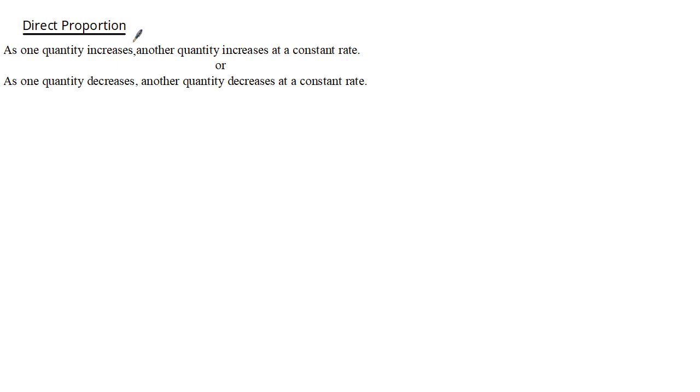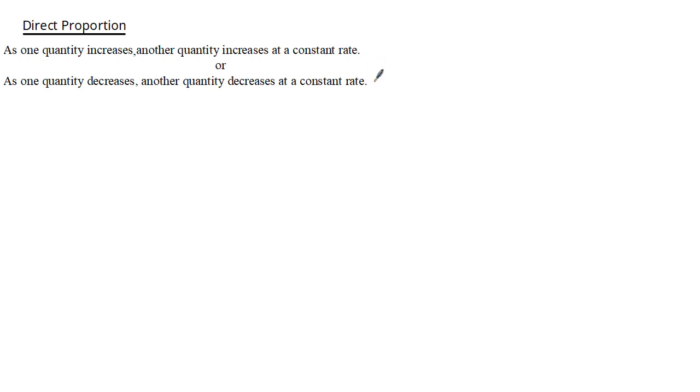Now we say that two different quantities are directly proportional if, as one quantity increases, the other quantity also increases at a constant rate, or as one quantity decreases, another quantity also decreases at a constant rate.